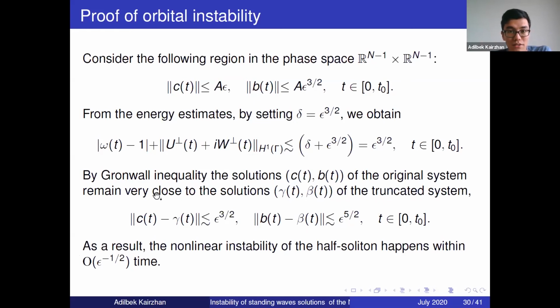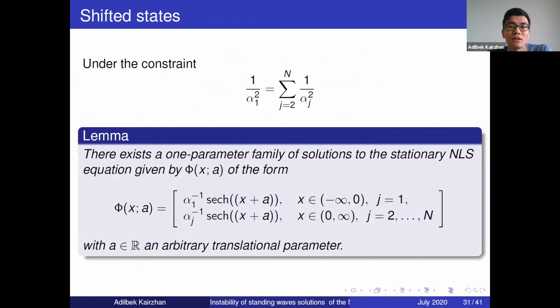Okay, so that concludes here. I conclude with the nonlinear instability result for the half-soliton. And now another part which I want to talk about is that this nonlinear instability of the half-soliton also implies the instability of the other shifted states of the particular form. So I'll just talk about it here.